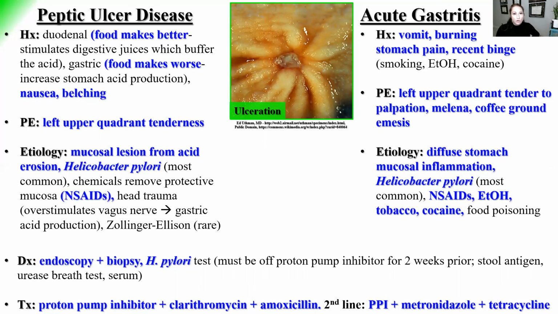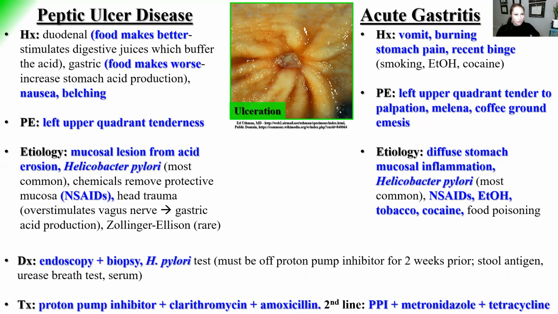H. pylori is going to be our most common causative agent for this one. That's a good board question. The most common cause of peptic ulcer disease is going to be Helicobacter pylori infection. You can also have medications like anti-inflammatories. So if they have chronic migraines or they have chronic osteoarthritis, they may be popping these medications very frequently. Those chemicals actually strip the protective mucosa off of the stomach, and so they get these acid erosions. Much less commonly, head trauma can overstimulate the vagus nerve, so they get high levels of gastric acid production.